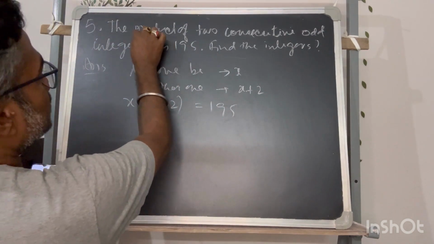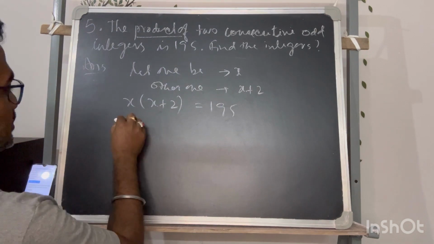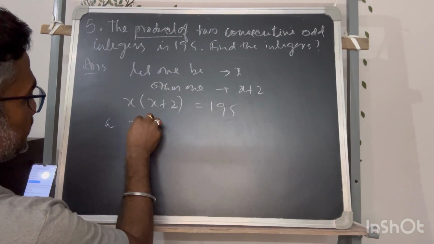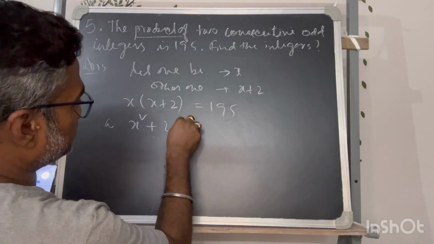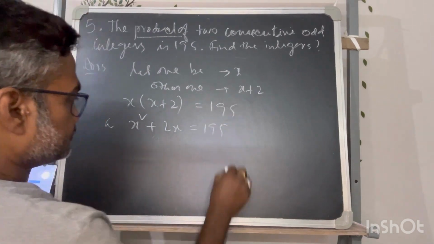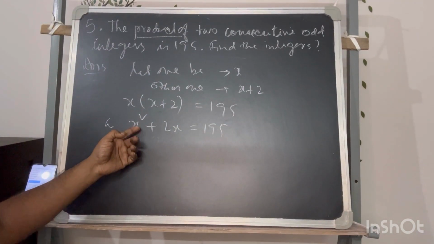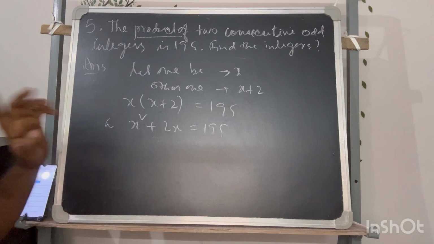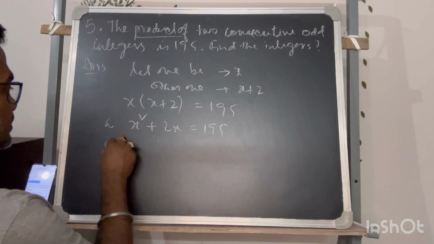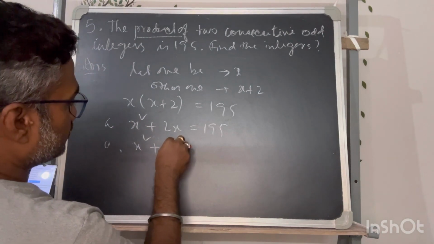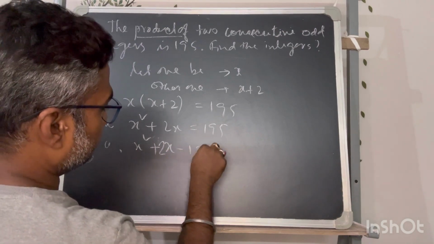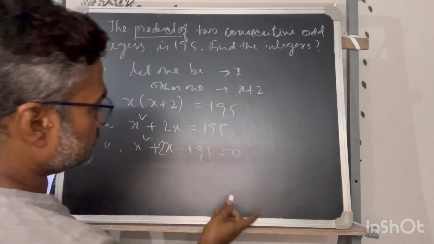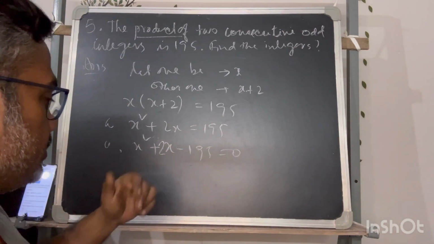The product of two consecutive. So now if we open the bracket, it would come something this way. Now the highest power of the unknown is 2, so this is a quadratic equation. The first thing we can establish now, bringing all terms to one side, it will be equal to 0. So this is a quadratic equation.